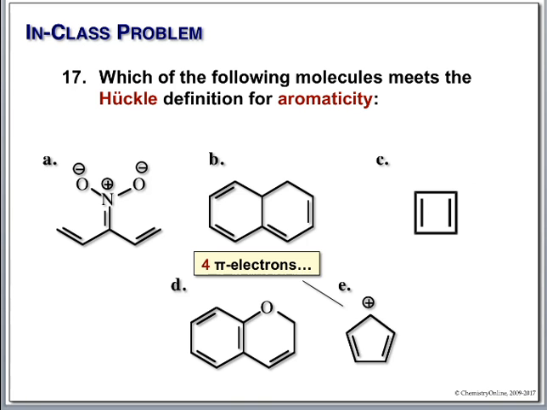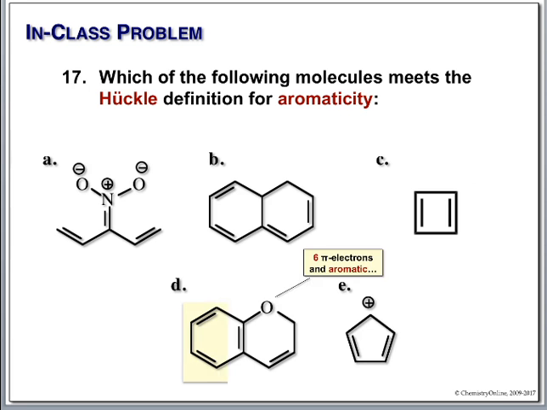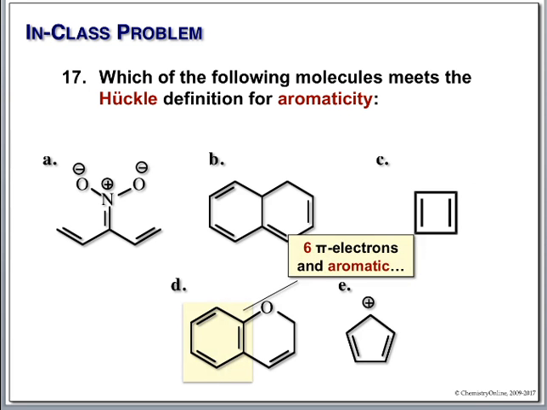Here we have, once again, a cyclopentadienyl cation. It has 4 pi electrons. Once again, that is not a Huckel number. So going back to this guy, we have our benzene ring here with 6 pi electrons. This part of the molecule is certainly aromatic. These are just side chains attached to it. So the benzene ring portion of this is clearly aromatic.